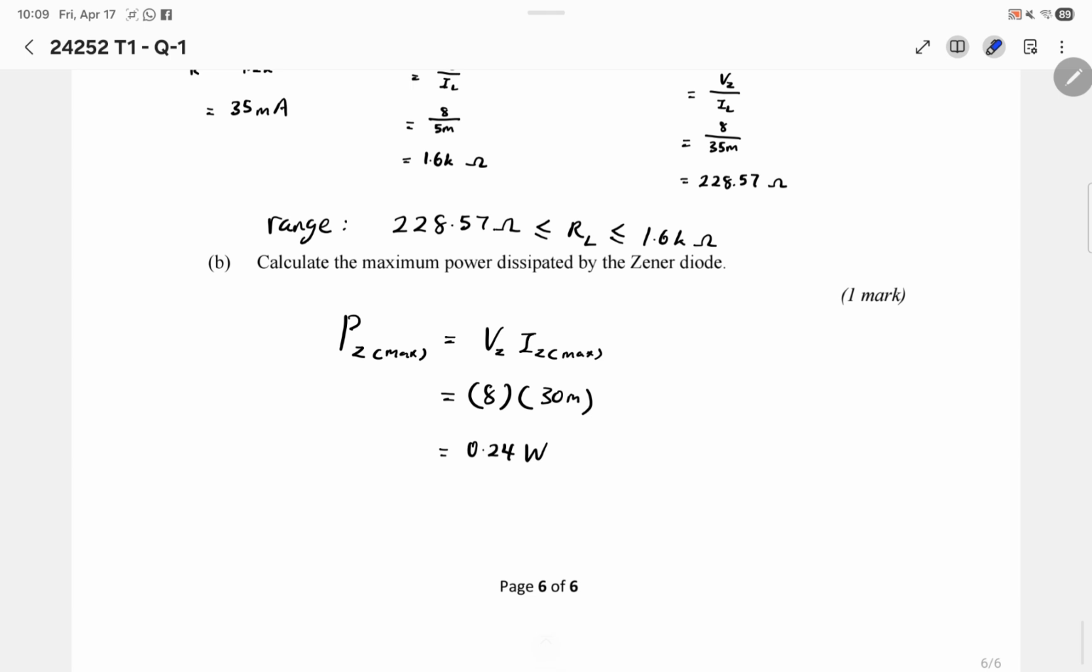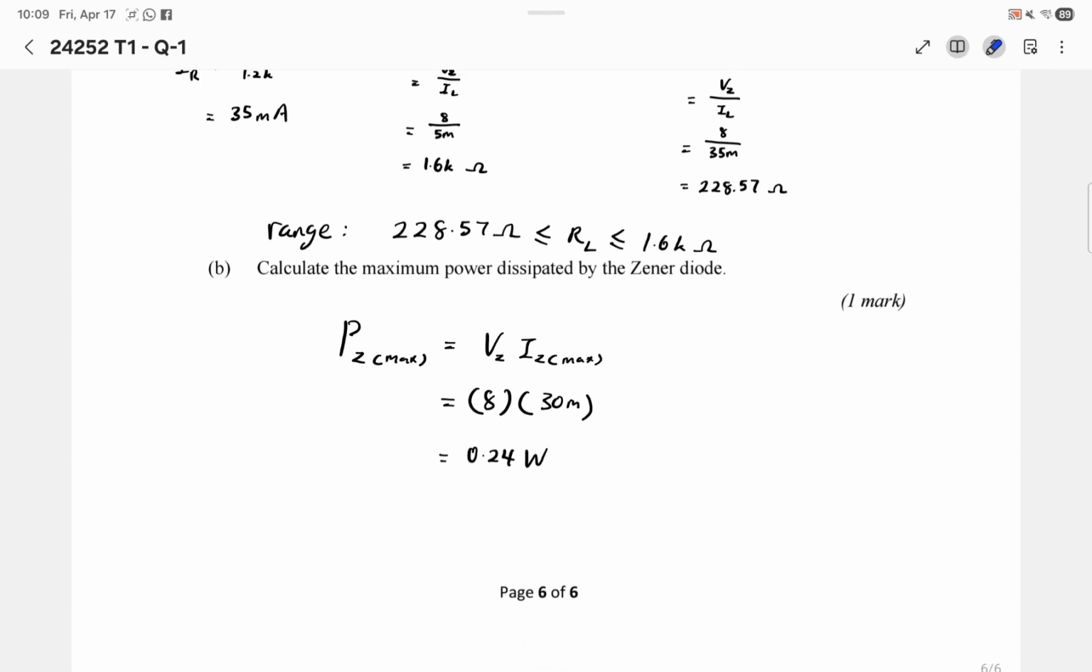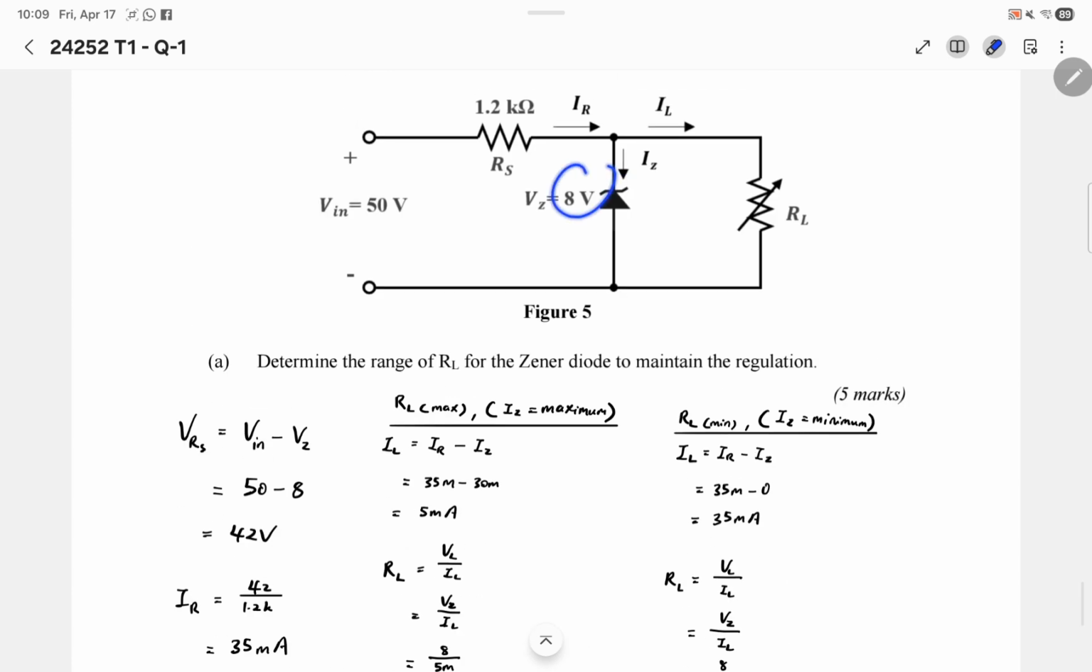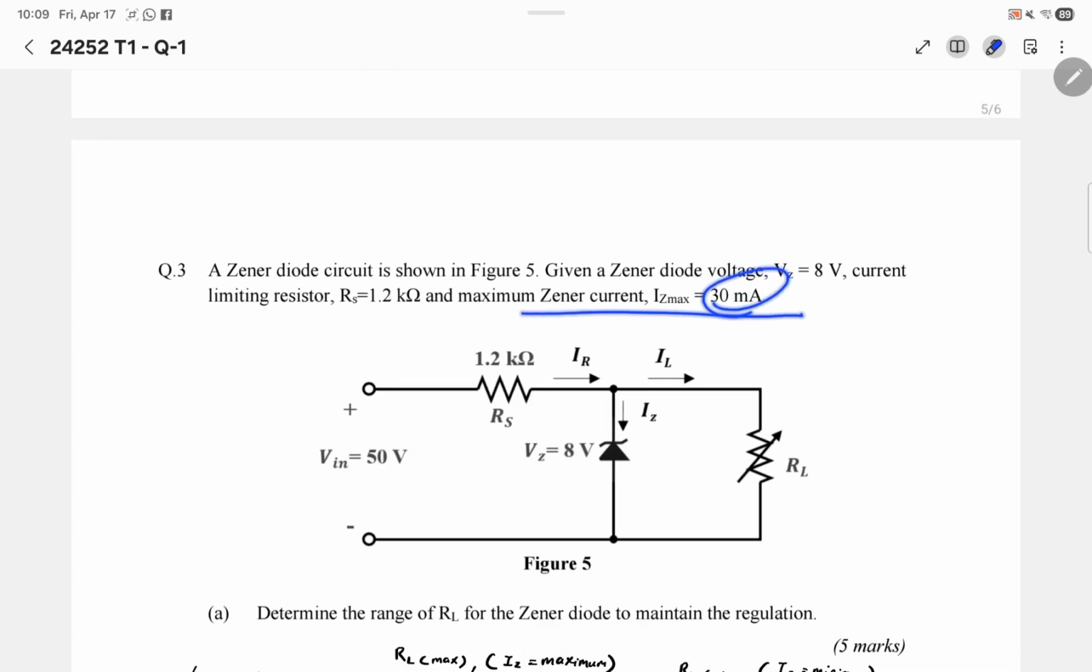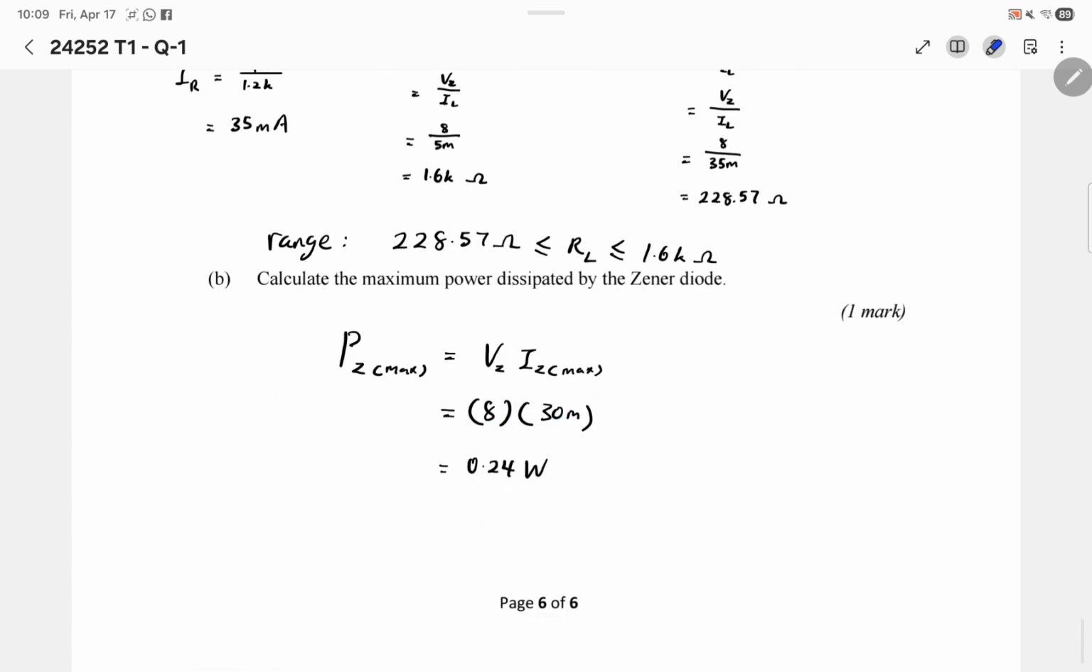Now for B, calculate the maximum power dissipated by the Zener diode. We just use the formula P equals VI. Then we substitute the values, since VZ is 8 volt and the maximum Zener current is 30 milliamps. So 30 milliamps gives 0.24 watt.